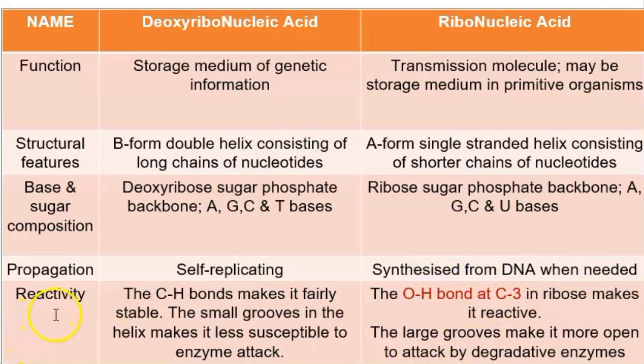Then in reactivity, I told you about this before, the CH bond makes it fairly stable. So when it is bonded to hydrogen, it is fairly stable. But when OH is bonded, it is reactive. It means that when OH is bonded, it is more reactive than when hydrogen is bonded. So I know this class has helped you.